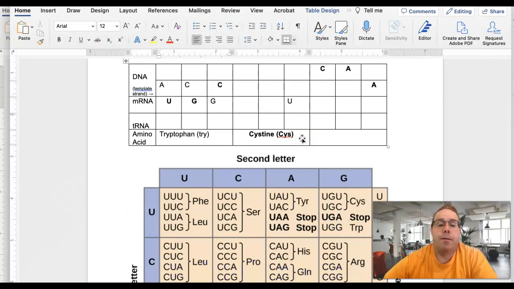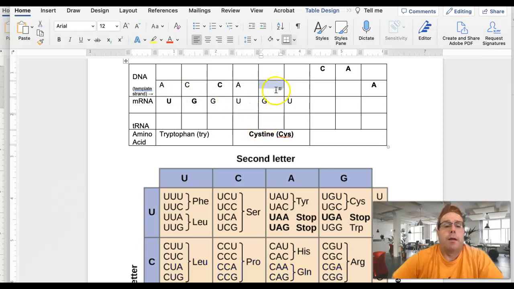Cysteine is my favorite amino acid, and all I gave you was a U, so we have to find cysteine. Oh, it's right there on the first line. So U, this one's going to be UGU. So the DNA template for this is going to be A, because A pairs with U. C, because C pairs with G, and A pairs with U.